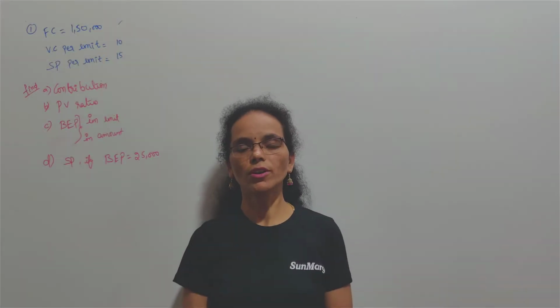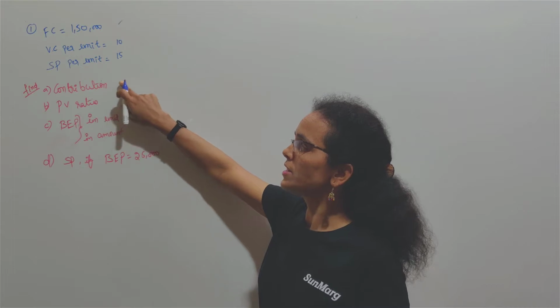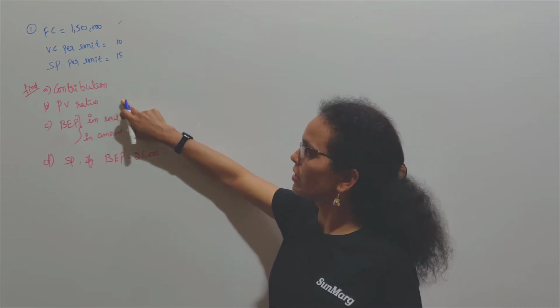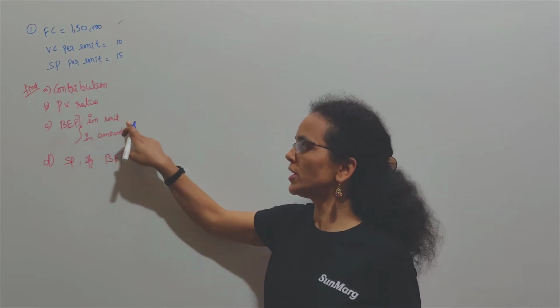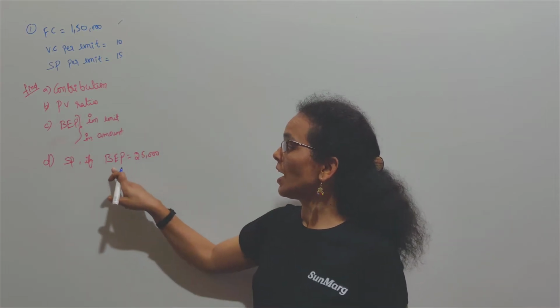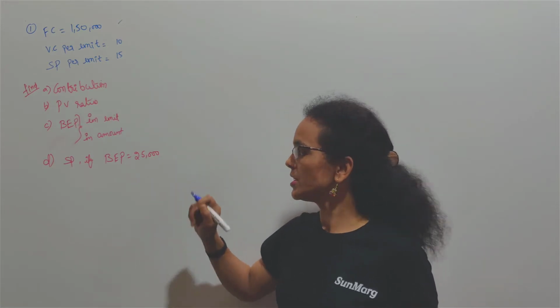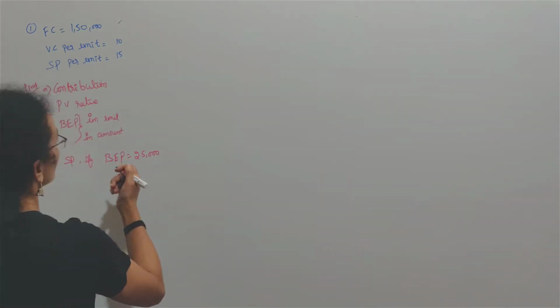Students, today we will solve one problem based on marginal costing. Here we will see how to calculate contribution and PV ratio, break-even point in terms of units and break-even point in terms of amount, and what the selling price will be if the break-even point is given like this. We'll see this problem.